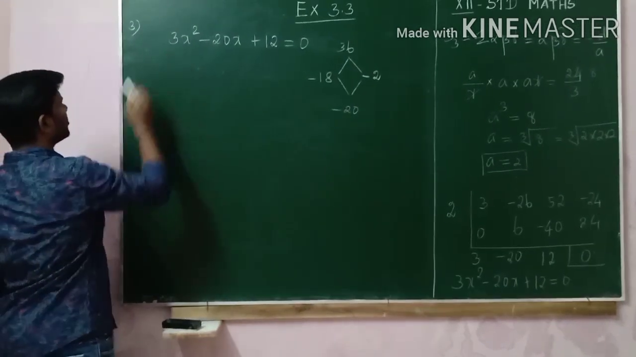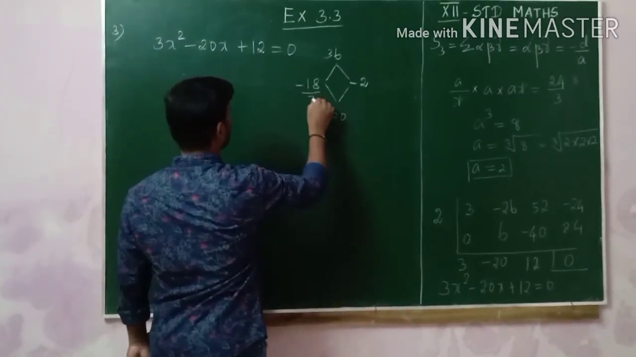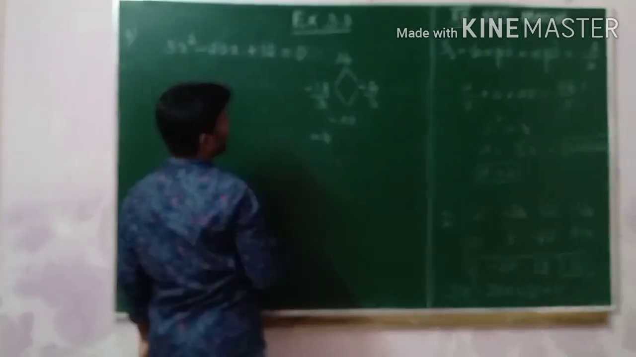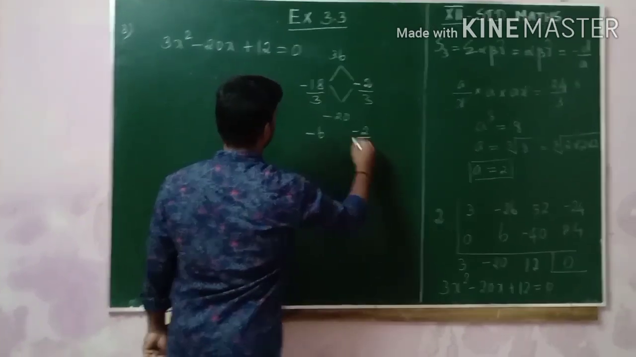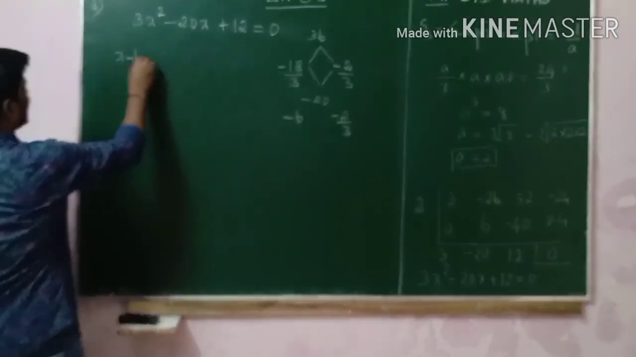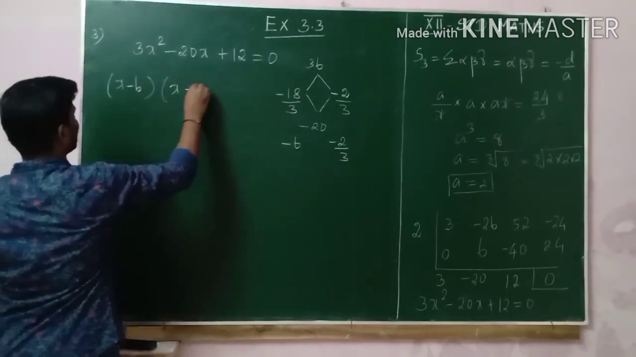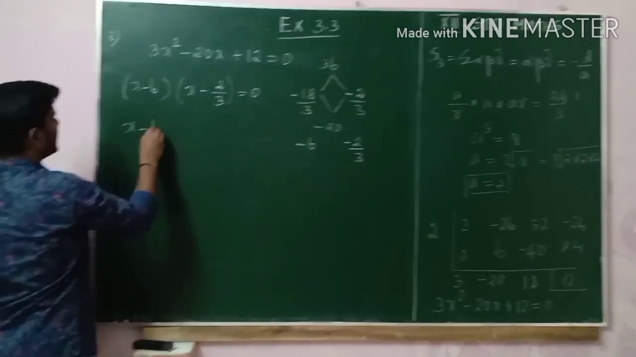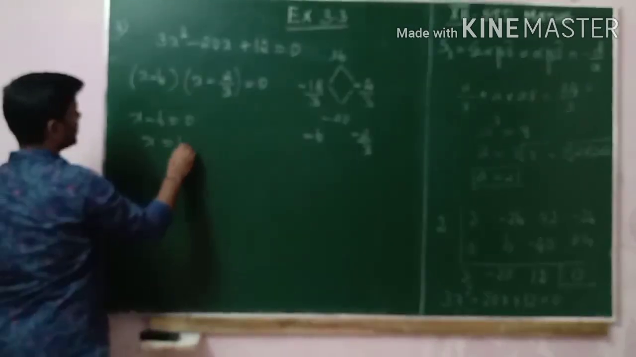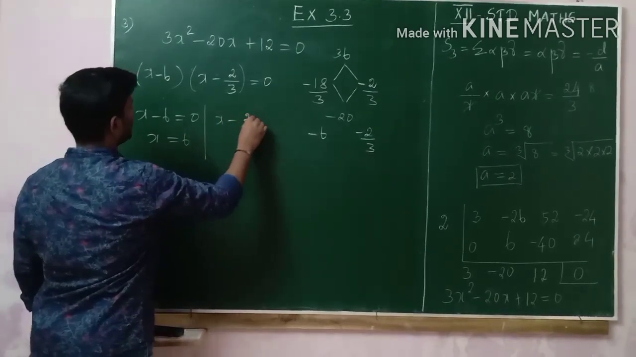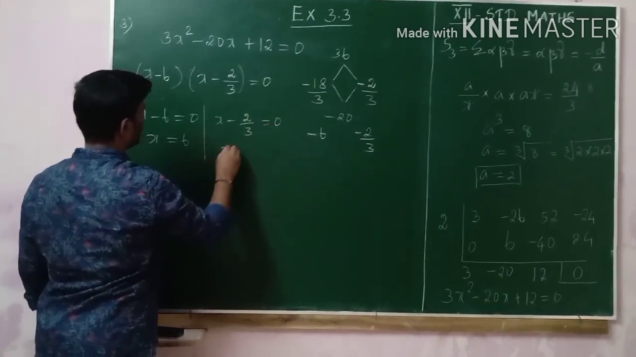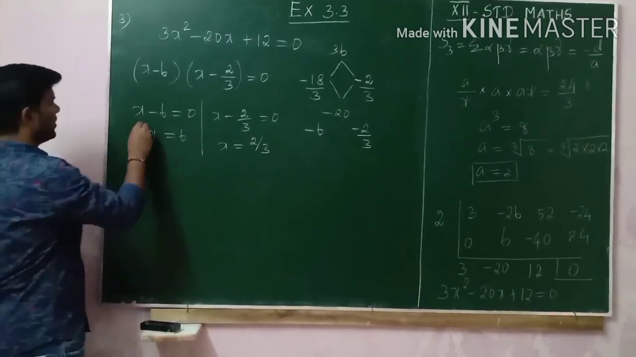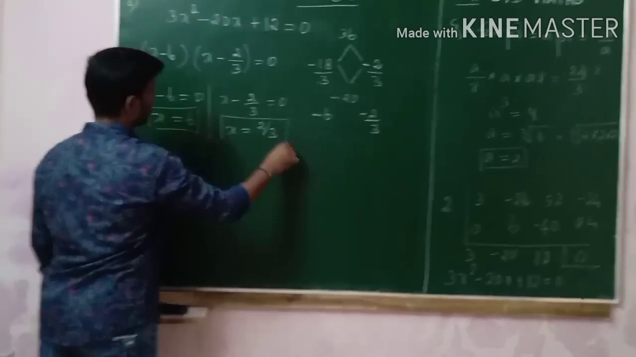But see, the coefficient of x square is 3. So we can divide by 3. If we divide by 3, 1 3 is 3, 6 3s are 18. So minus 6 and minus 2 by 3. So the factors are x minus 6 into x minus 2 by 3 equal to 0. x minus 6 equal to 0, x is equal to 6. x minus 2 by 3 equal to 0, x is equal to 2 by 3. So we have found the other 2 roots, 6 and 2 by 3.